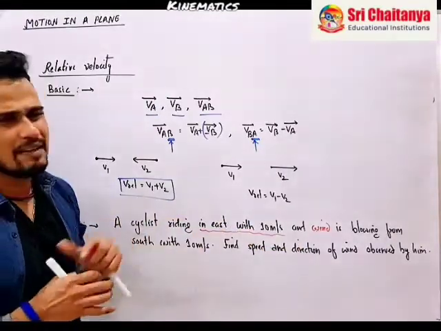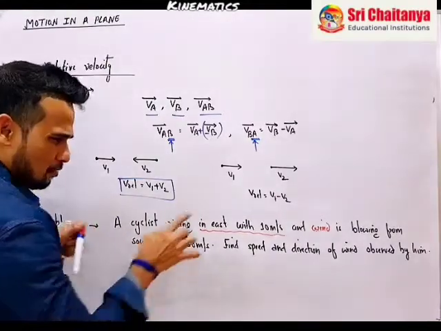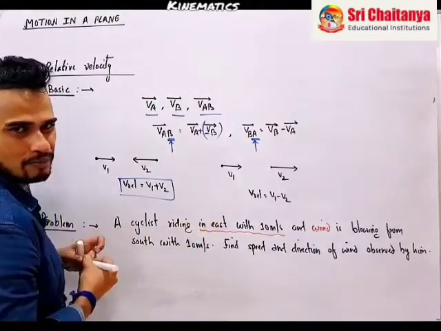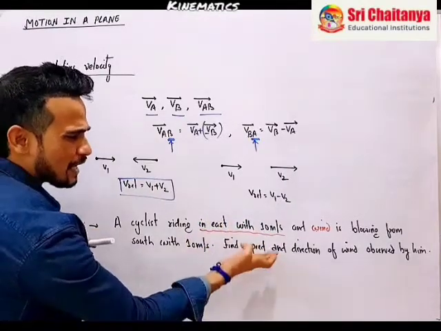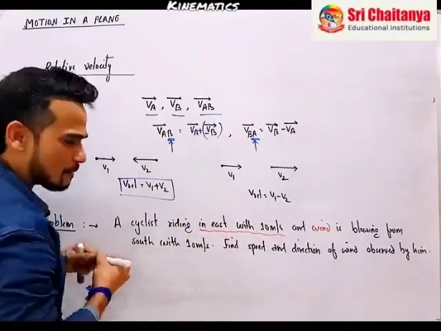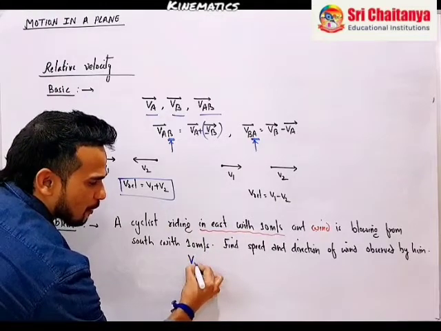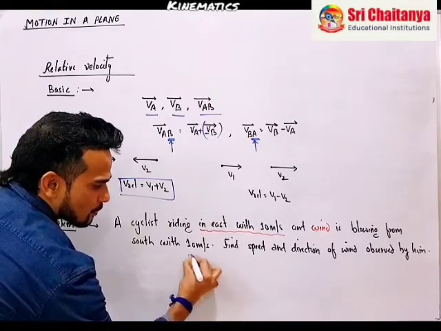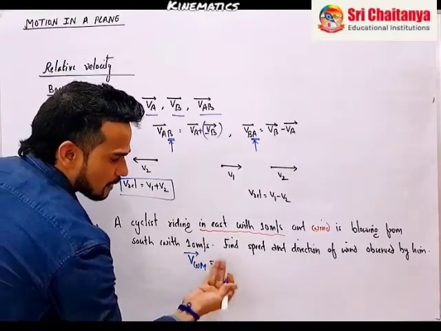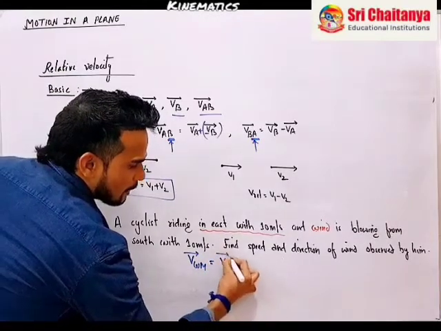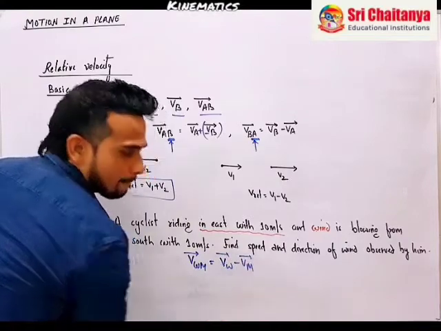So you will be saying, sir, you are asking us relative velocity. Whose relative velocity are you asking? You see, find the speed and direction of wind. That means we have to find the relative velocity of wind with respect to man. And we know the relative velocity of wind with respect to man will be Vw minus Vm.